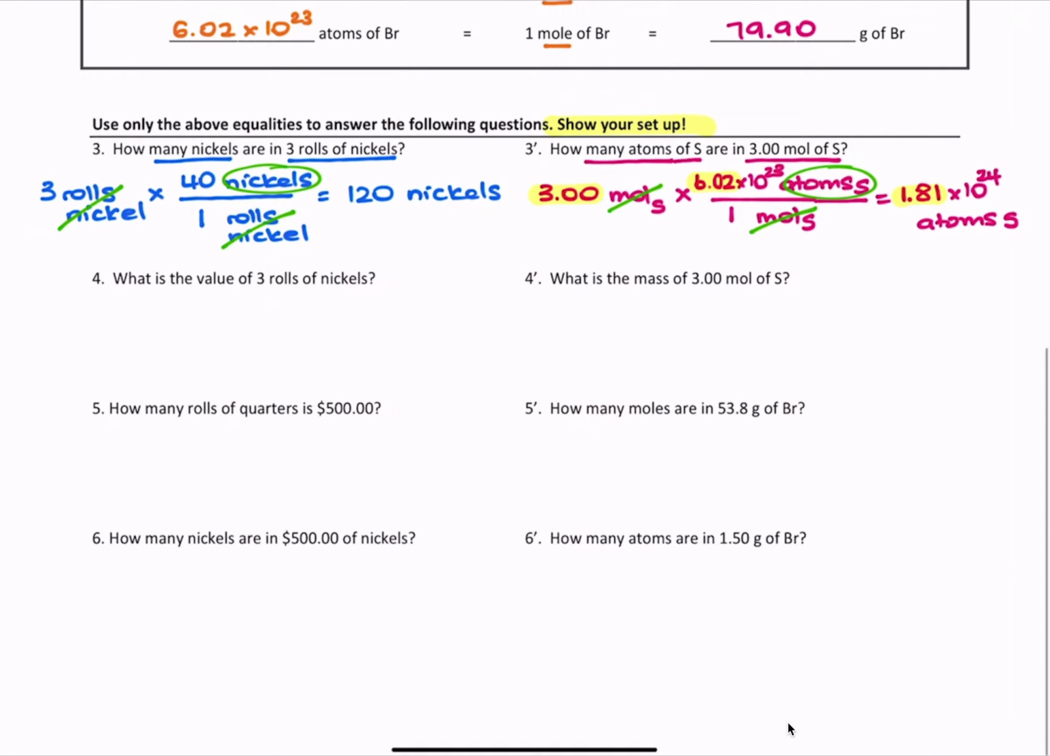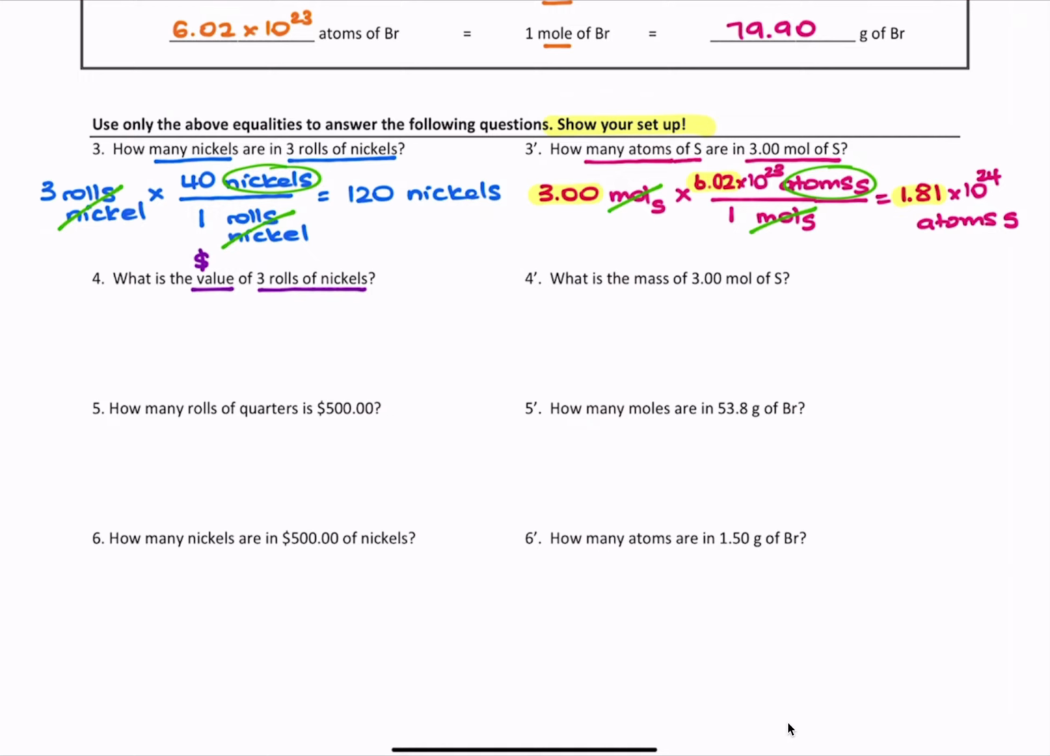We want to know now the value in dollar of 3 rolls of nickel. Again, remember that you have to forget that a nickel is worth 5 cents. Okay, we want you to forget that information. The reason why is because you don't know by heart the mass in gram of any element from the periodic table. You have to consult the periodic table.